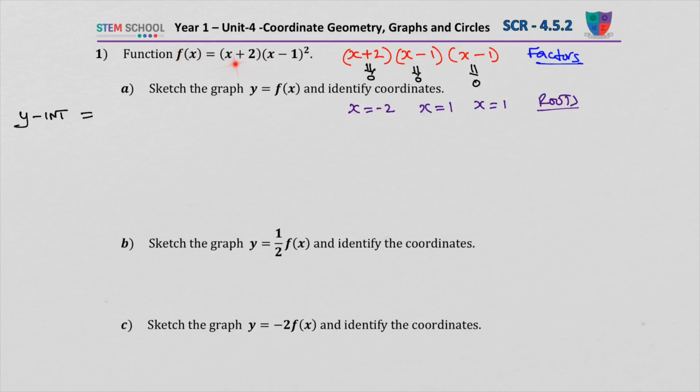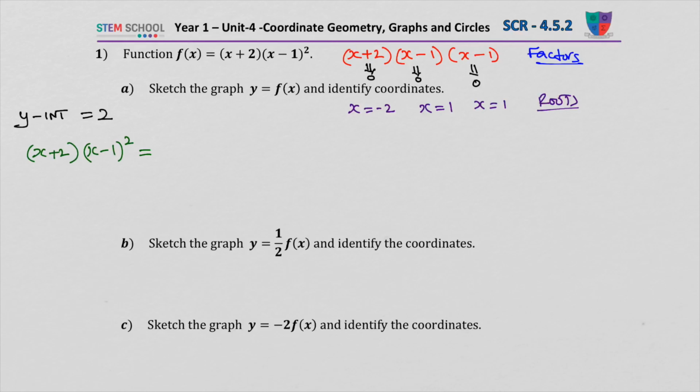I can find the y-intercept. The y-intercept, that means where it crosses the y-axis when x is 0. So when x is 0 here and 0 there, that'll be 2 times minus 1 squared. Minus 1 squared is 1, 2 times 1 is 2. So the y-intercept will be 2.